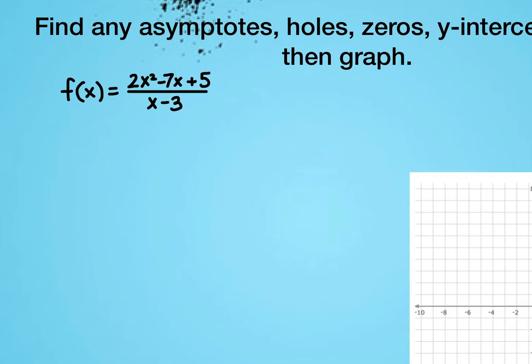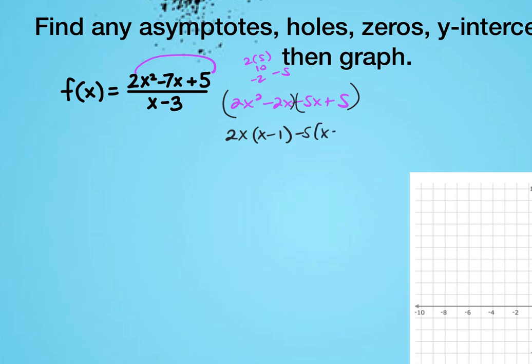I'm going to start the same way. I'm going to factor. So if I factor in the numerator, this is first times last. That's 10. Factors of 10 that sum to negative 7: negative 2, negative 5. Plug those in and factor by grouping. Take out a 2x and I get x minus 1. Take out a negative 5 and I get x minus 1. 2x minus 5 is the numerator. x minus 3 is the denominator.